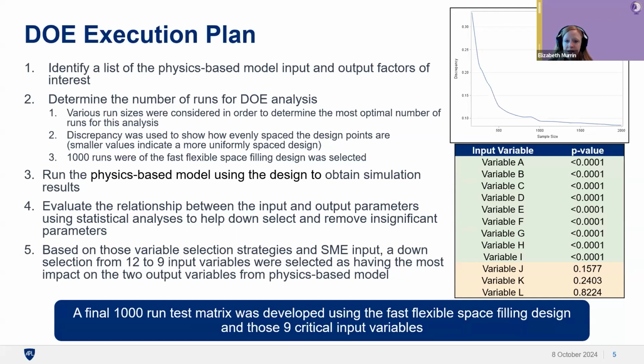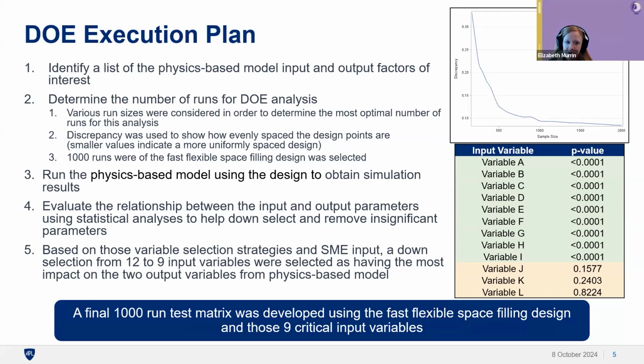be for our analysis. So if you look at the plot on the top right, you can see the different sample sizes across your x-axis, and then we used a discrepancy metric on the y-axis there to be able to see how evenly spaced our design points are. So a smaller discrepancy is going to indicate a more uniformly spaced design. So you can see if we ran, say, 200 or 300 or so samples for our DOE, our discrepancy is quite large. And then as we increase our sample size after that, till we get to about 750, 800, 1,000, it seems to be the bend in the curve, and it starts to level off.